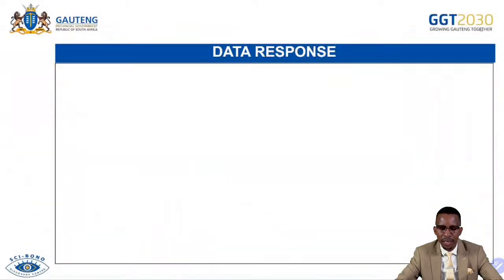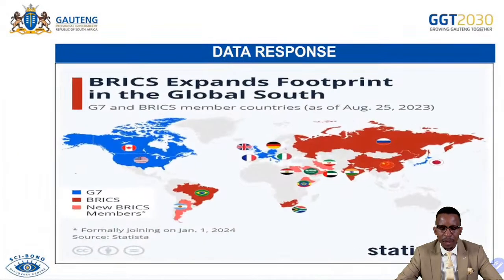With the data response again coming in, let's see. BRICS expand footprint in the global market. G7 and BRICS member countries as of August 25, 2023. New BRICS members formally joining on January 1st, 2024. Source: Statista. So this is the information.